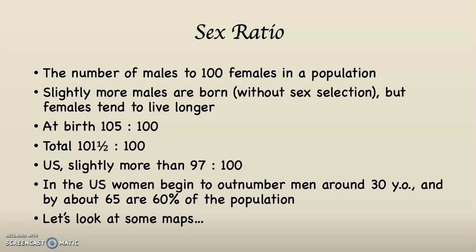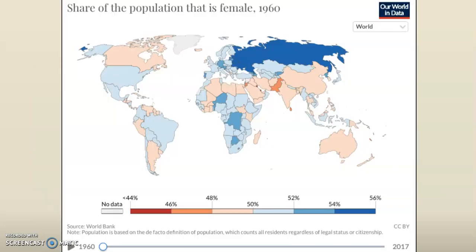So let's look at some maps first. This is a share of the population that's female in 1960. You can see the source is the World Bank, which is an excellent source for statistics. What I want you to see at first is this. Look up here at what was the Soviet Union at that time. And if you look down here, you can see the darker the blue, the higher the percentage of the population that's female. And as you go over here, you can see the darker the orange red, the higher the percentage that's male.